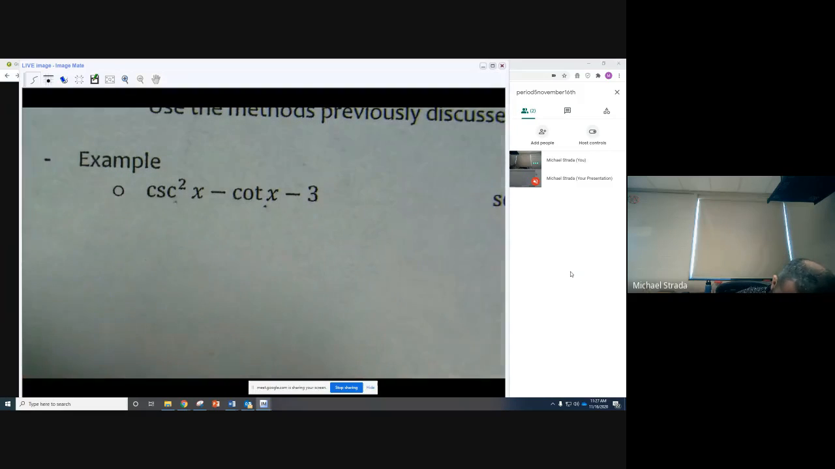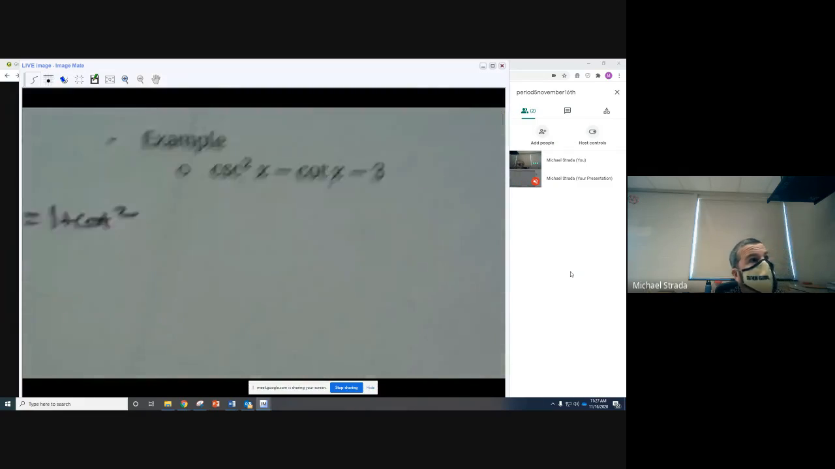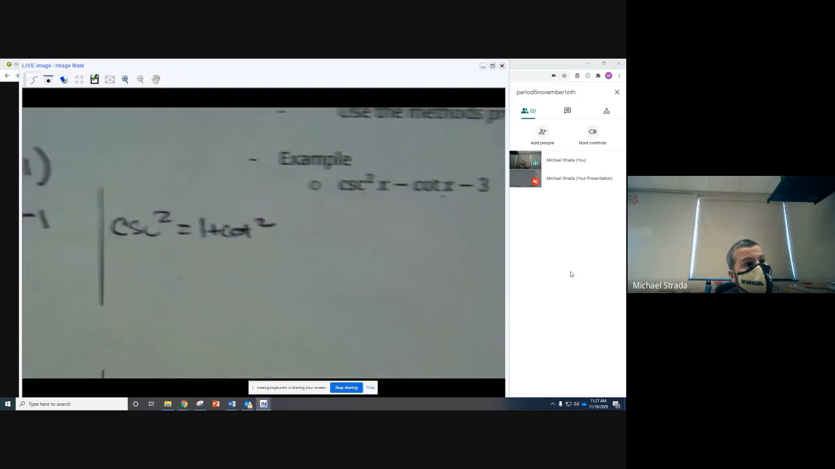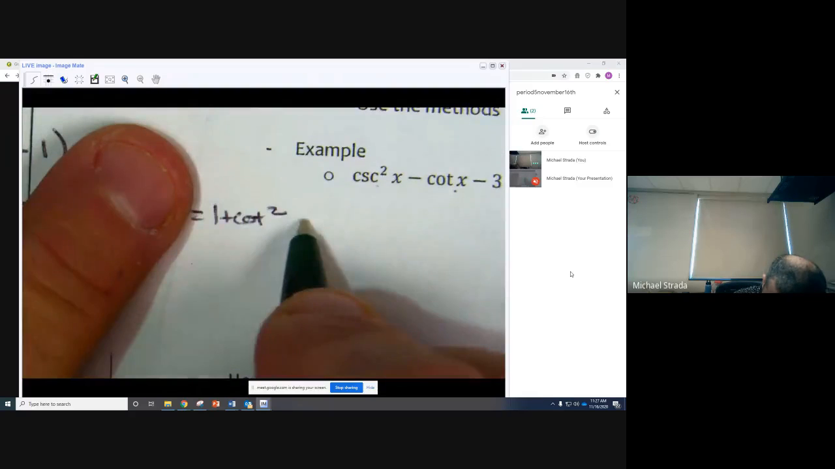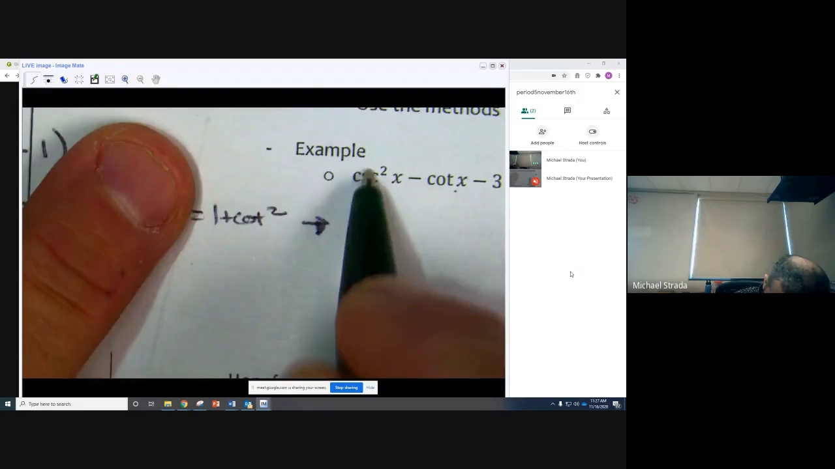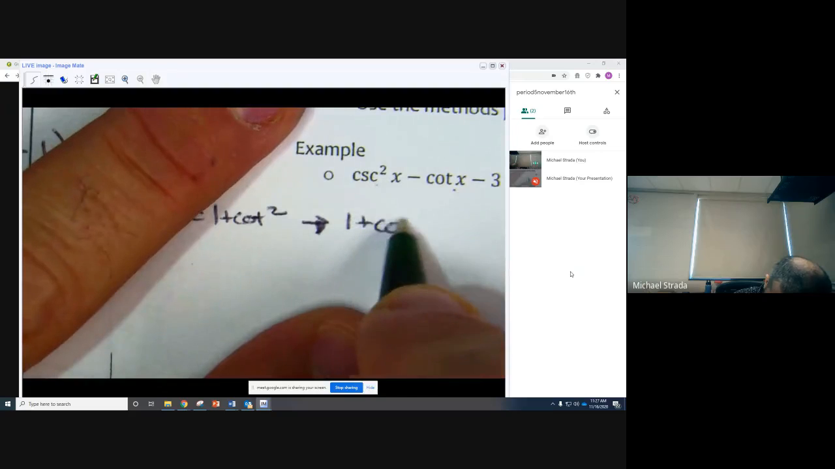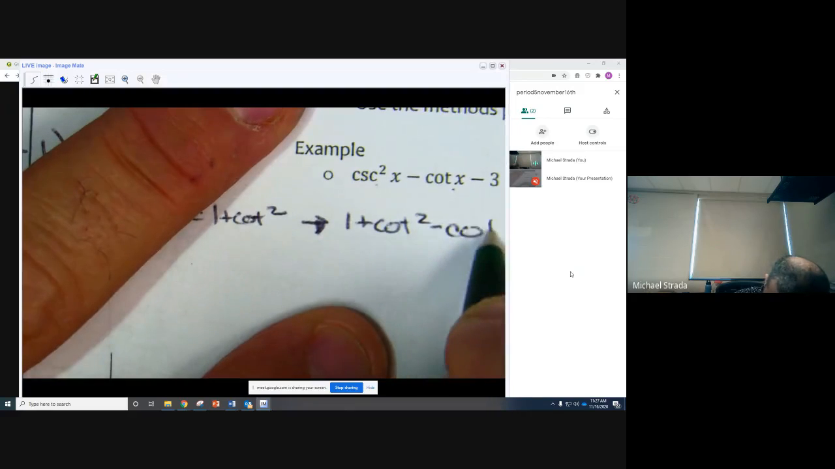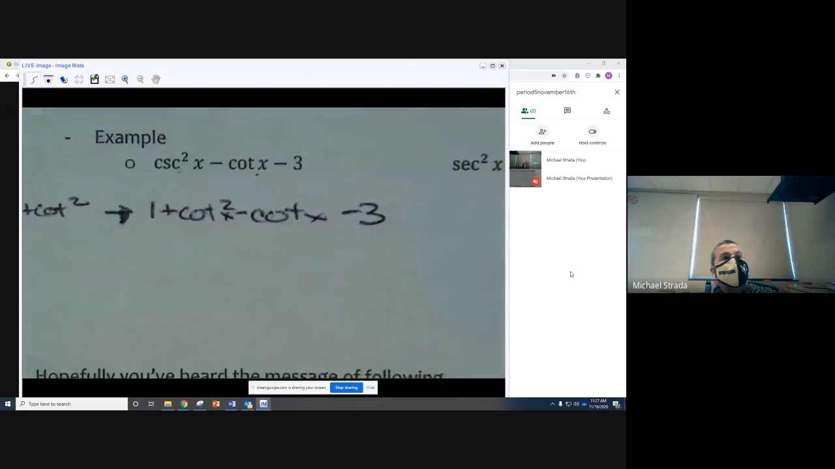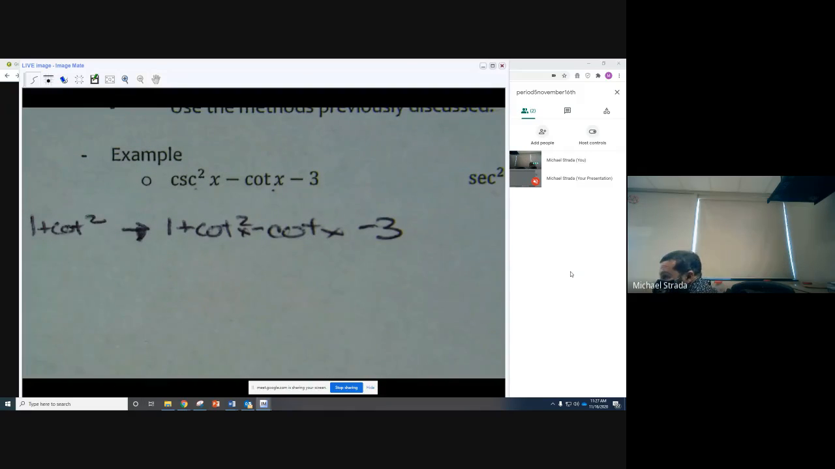Now, cosecant squared equals 1 plus cotangent squared. So, I bring down 1 plus cotangent squared minus cotangent x, put the x there as well, minus 3. So I'm just using a Pythagorean identity. Make sense? So your first step is to show knowledge that you know what the Pythagorean identity is.